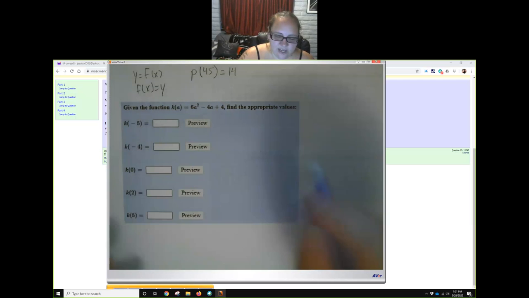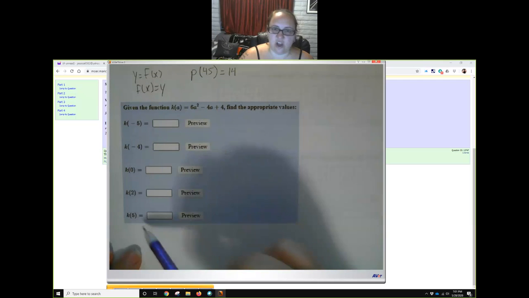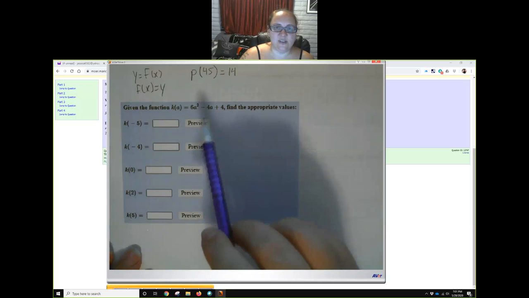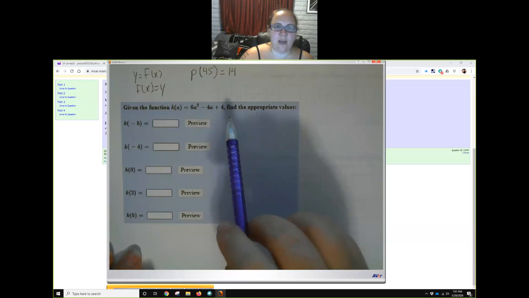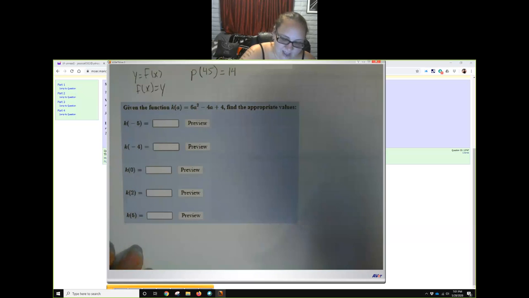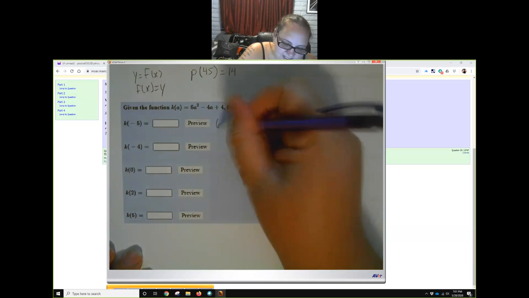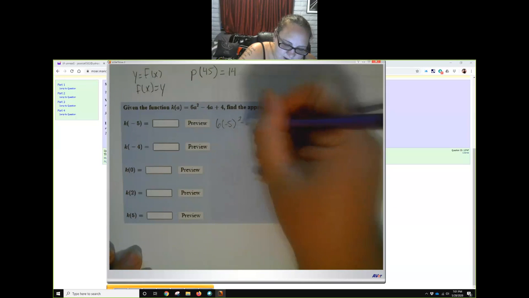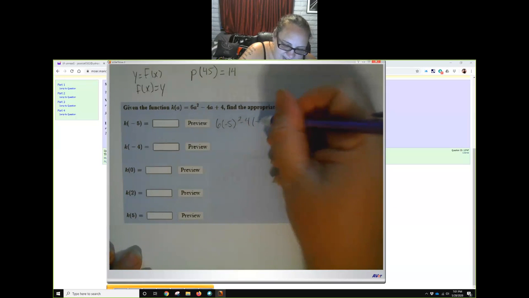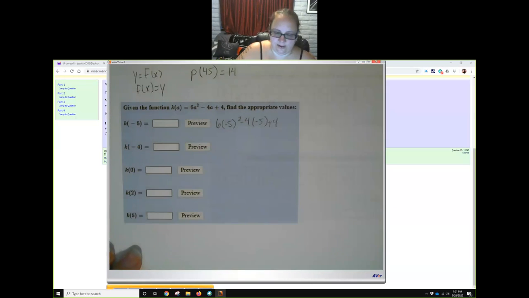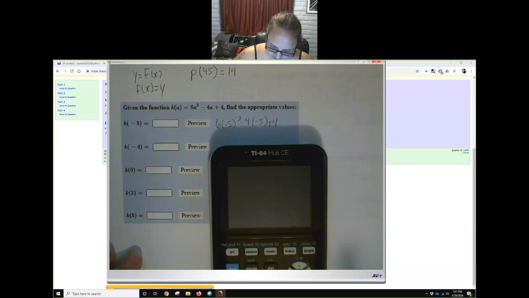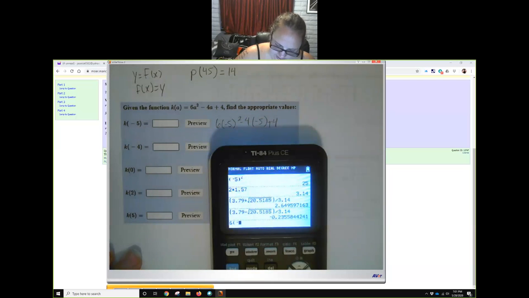And so if we're given a function and asked to find values, all we have to do is plug in. So if we have k of a is 6a squared minus 4a plus 4, and we want to know k of negative 5, then that means that we want to know 6 times negative 5 squared minus 4 times negative 5 plus 4. Which is 174.